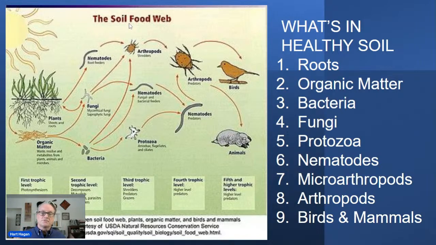This graphic is from the USDA, the United States Department of Agriculture, and here's some of the stuff that's in the soil food web. It illustrates the flow of energy. Each one of these arrows is the flow of energy. So we have the flow of energy from plants to nematodes to arthropods to more arthropods and to birds. Down here we have the flow of energy from organic matter to fungi and bacteria to protozoa to nematodes and animals. These are all the components of the soil food web.